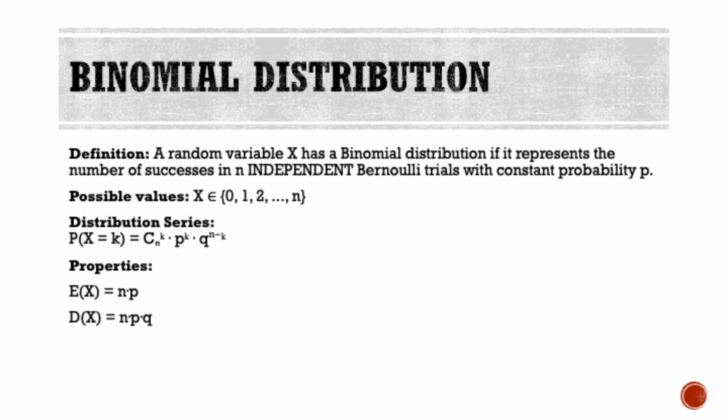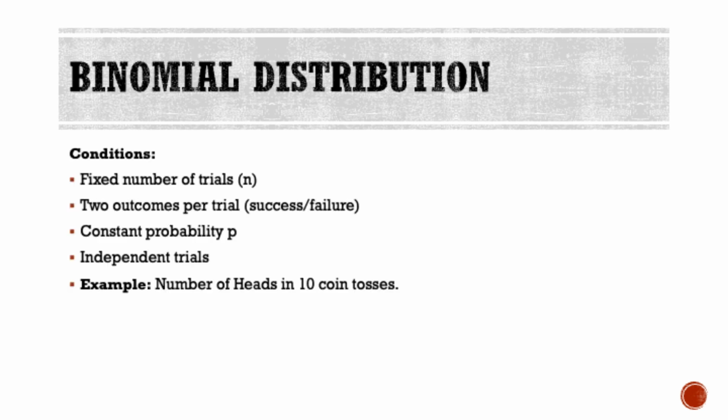The distribution formula is P(X = k) equals C(n, k) times p to the k times q to the n minus k. The expectation is n times p and the variance is n times p times q. For the binomial distribution, we need 4 conditions: a fixed number of trials n, 2 outcomes per trial, constant probability p, and independent trials. A classic example is the number of heads in 10 coin tosses.